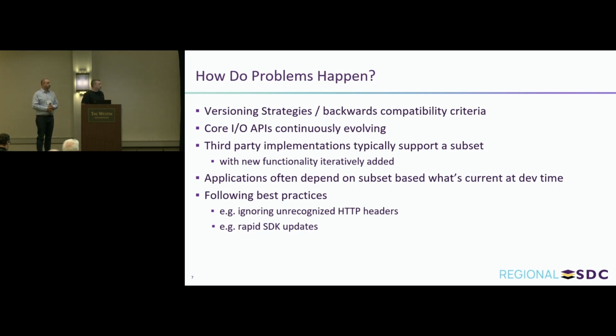And finally, even following some best practices can cause issues to emerge. A couple examples of this is ignoring unrecognized HTTP request headers and quick adoption of the SDK updates, because when you do those to pull in some fixes for security vulnerabilities, you may also be pulling in changes to the default behavior.